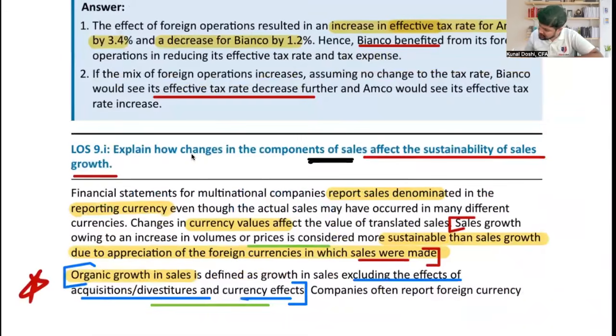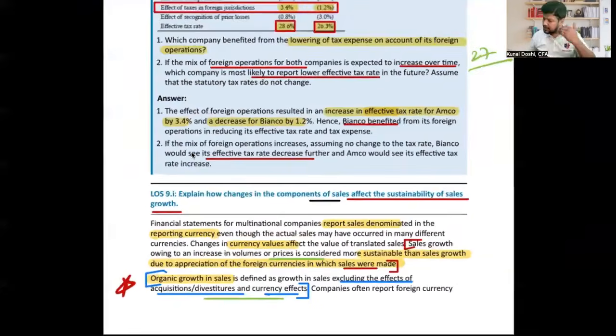Changes in the components of sales. What did we discuss here? Remember your organic sales and the other, which is not organic. Organic sales is the sales which excludes the increase in sales due to two reasons. One is buying another company, that is acquisition or divestiture, or the currency effect. So organic sales is the actual sales excluding these. This tells you the sustainability of the sales. Clear? That's it from this topic.